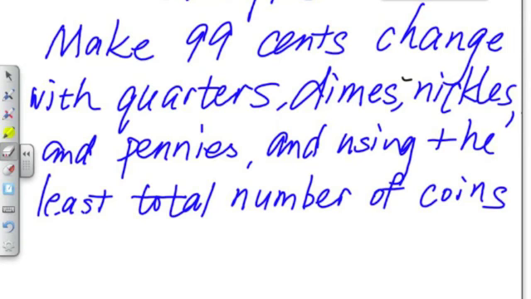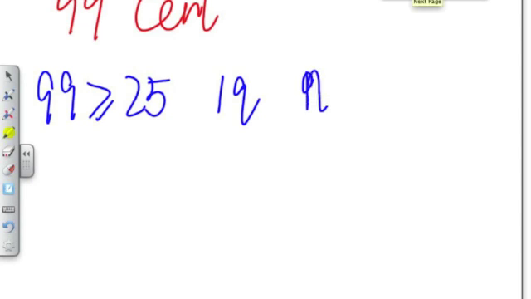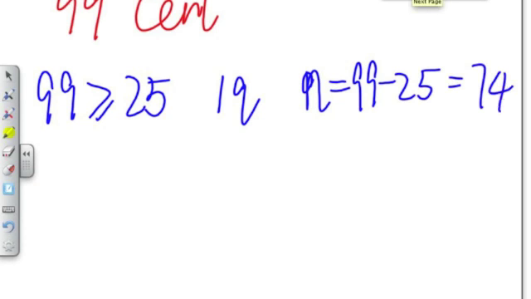Let's come to an example. To make 99 cents change with quarters, dimes, nickels, and pennies, using the least total number of coins. To solve this problem, we need to make change for 99 cents. We need to start with the largest denomination, so we try the quarter first, which is 25 cents. We know 99 is larger or equal to 25, so we use the first quarter. And the amount we need to make change for becomes 99 minus 25, so it is 74.